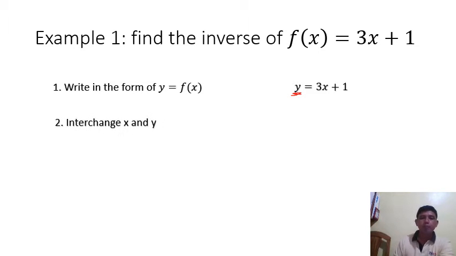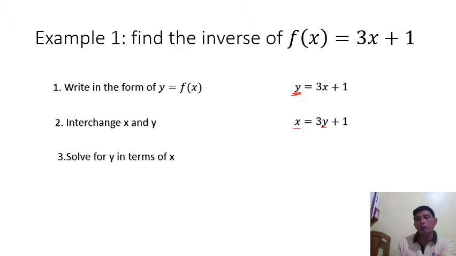For the second step, interchange x and y. So x and y are being interchanged. For the third step, solve for y in terms of x. So we are going to solve for the equation of y. So what is the equation for y, or the function for y? Okay, we have this one, 3x minus 1 equals 3y.